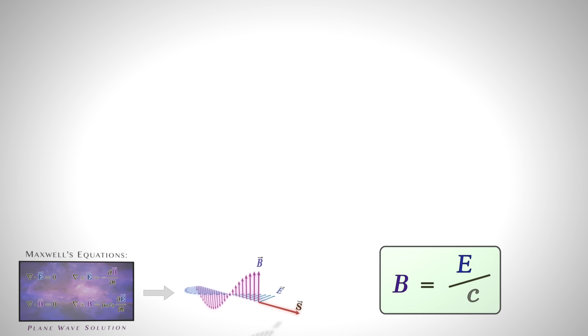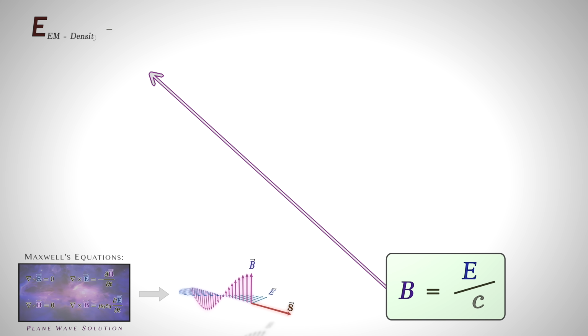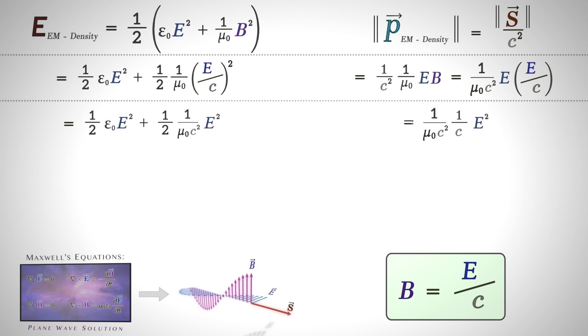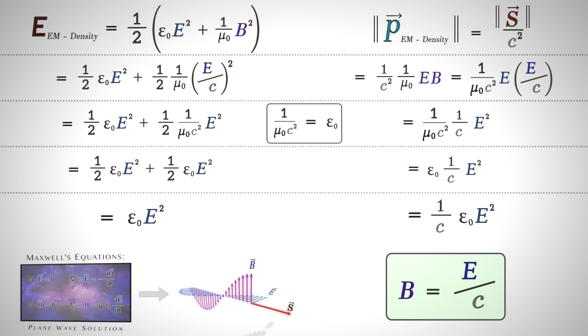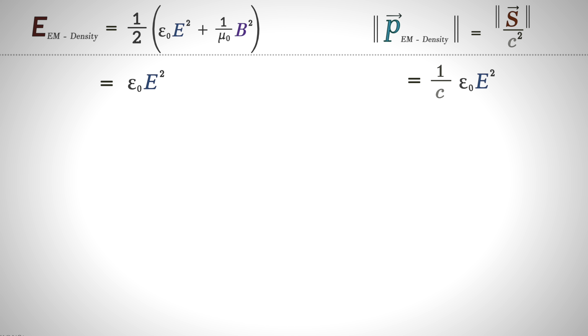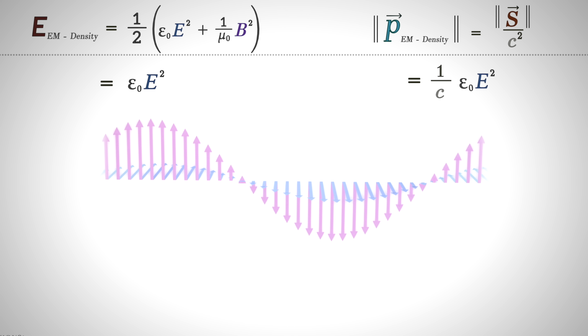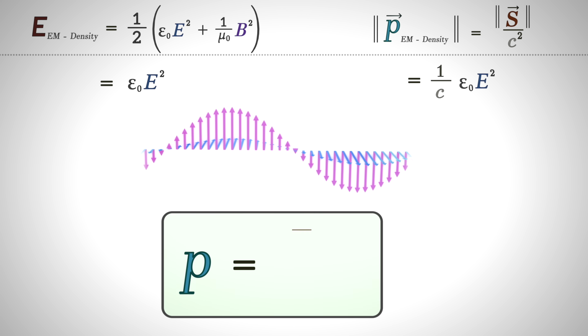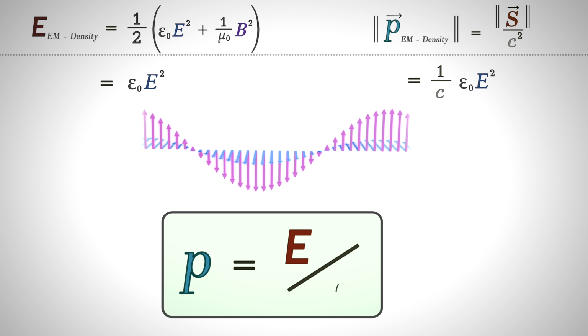Now, plugging that relation into the expressions for energy density and momentum density, the result is that we have a simple way of relating the momentum of an electromagnetic wave to its energy. And that relation proves to be the following. The momentum of an electromagnetic wave, that is, the momentum of light, is equal to its energy divided by its speed, c.